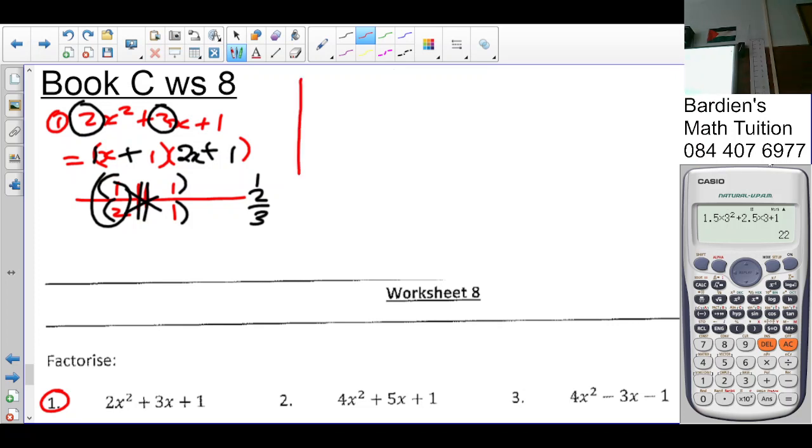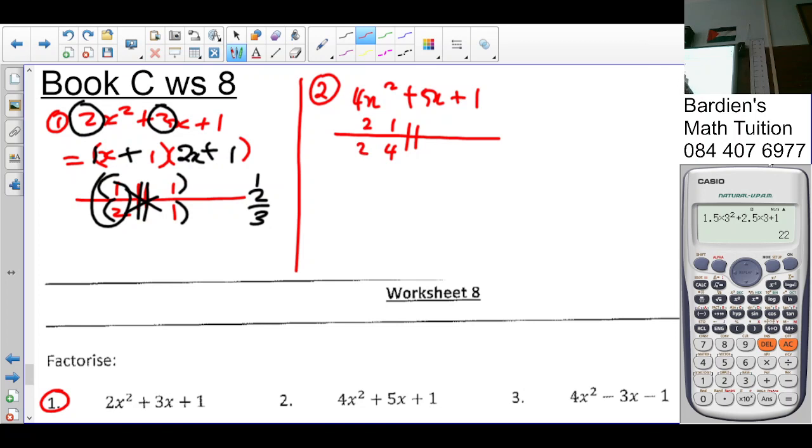Let's look at number 2. Number 2, you've got 4x squared plus 5x plus 1. What goes on the line now? 1 and 4, 2 and 2. What about on the side? 1 and 1. Do we add or subtract the products? We add. What's 1 times 2? 2. What's 1 times 2? 2. You add it, you get 4. We're looking for 5. Not so?